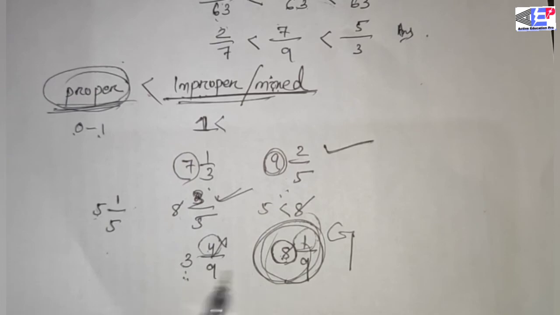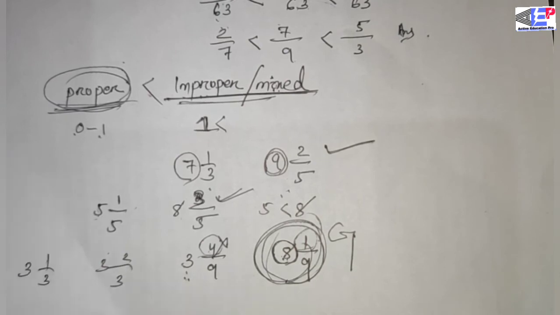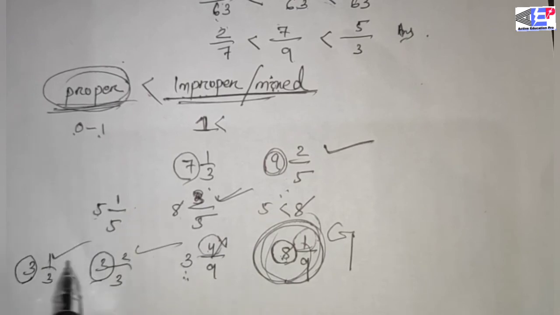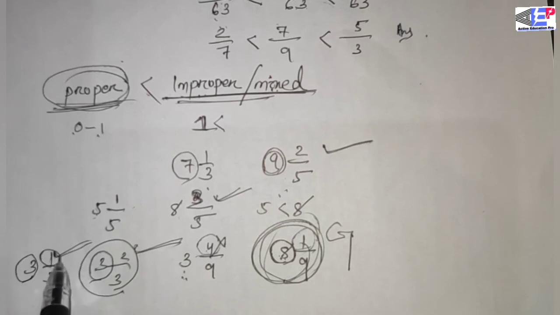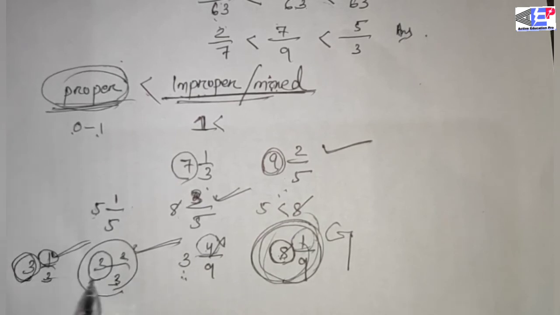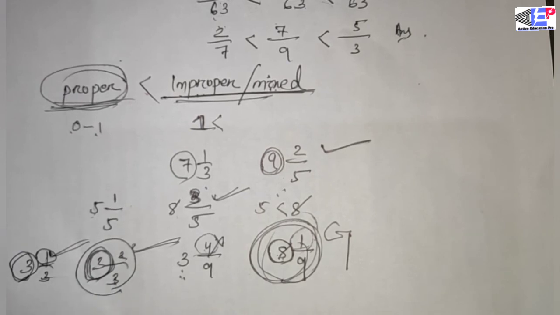Otherwise, if there is the same whole part, suppose this is 3 1 by 3 and 3 2 by 3. Now both contain 3 as the whole part. So now compare their numerator parts. This is the greater value, because here 1 is less than 2. Both are like fractions and both contain the same whole number 3 in these mixed fractions.